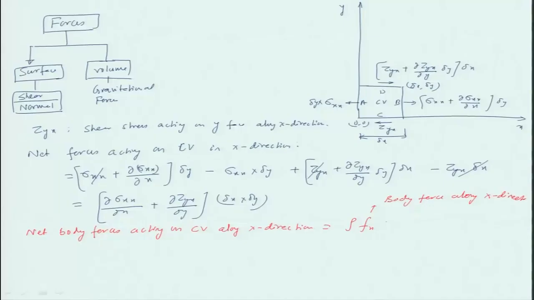Basically, body force can be anything; you need not have gravity. If it is gravity, it will be g, okay, right. And it is rho times g, into delta x into delta y, right. And if I substitute all this in equation 1, what would it be?